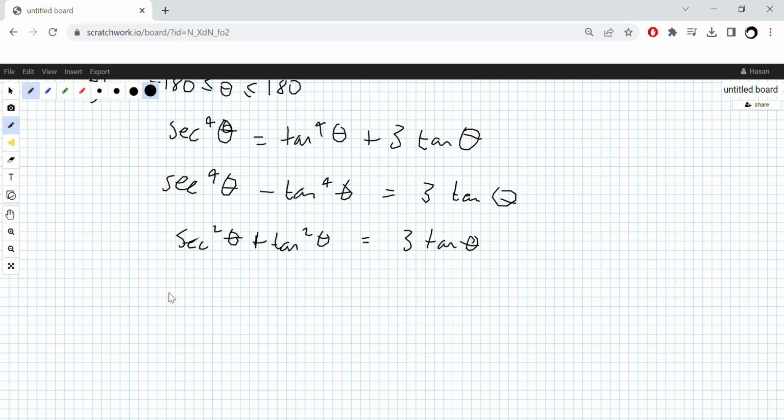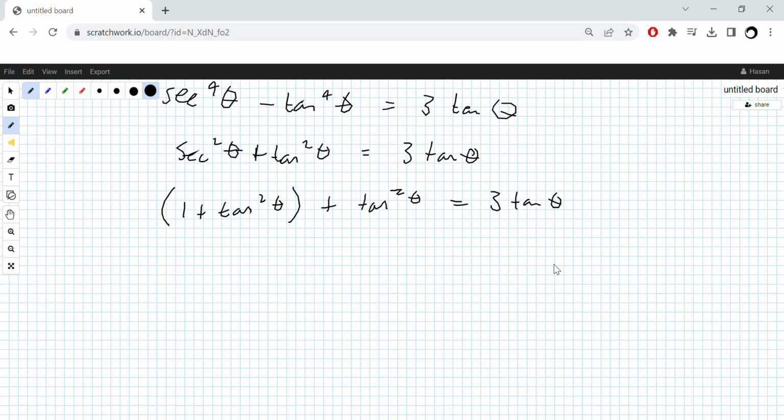Let's make another tan here. So sec squared theta can be replaced by 1 plus tan squared theta, as the identity is sec squared theta equals 1 plus tan squared theta. So now that's replaced, we can put plus tan squared theta equals 3 tan theta. We can see a sort of quadratic forming. When you expand the brackets, you're left with 2 tan squared theta plus 1 minus 3 tan theta equals 0.